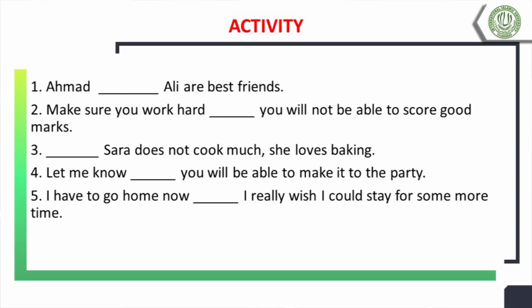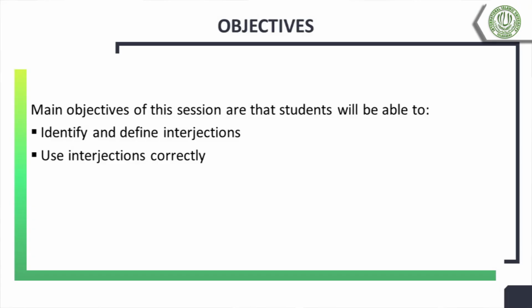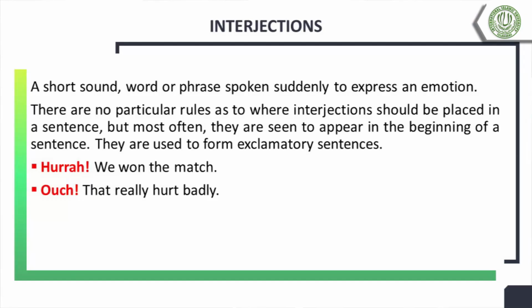Let's do an activity. Through this activity, you can better understand how conjunctions are used in a sentence. Let's move on to the last part of speech, which is interjection. The main objectives of this session are that students will be able to identify and define interjections and also use interjections correctly. An interjection is a short sound, a word or a phrase spoken suddenly to express an emotion.